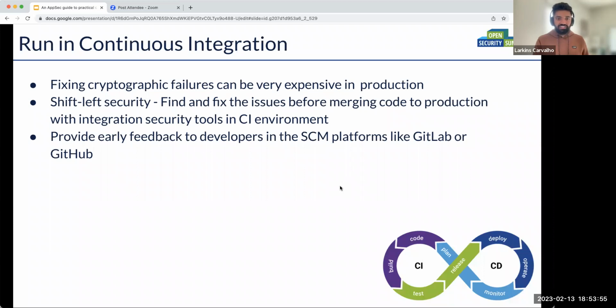In CI integration, developers spend most of their time there. Before committing this code, before merging this code, we can flag these issues to developers, so they know, with the right guidance, what they can do and what steps they can take. And they hook into any SCM platforms like GitLab or GitHub.